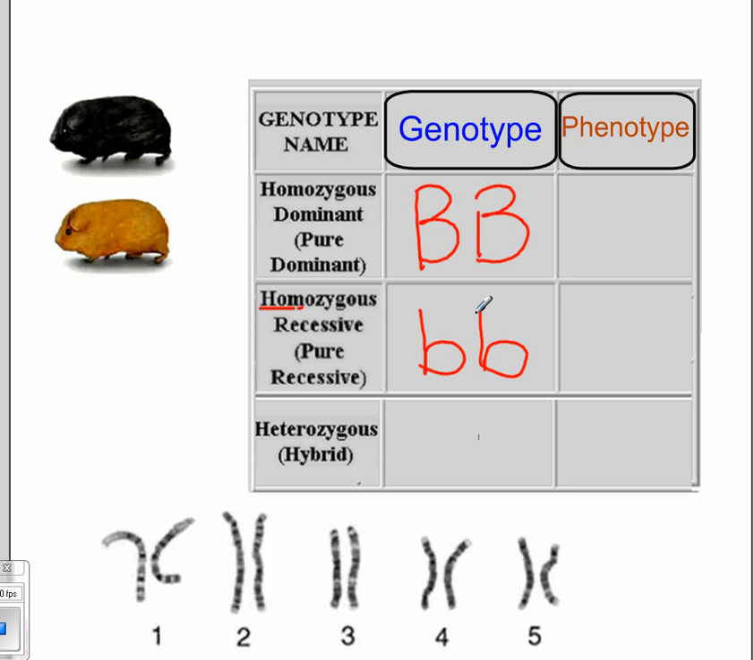New term, heterozygous. Write down the word heterozygous. So if we have homozygous meaning the same, heterozygous must mean different, one of each. So that's our genotype, what our genes would be, what each of the alleles would be. Phenotype, what we physically see. So now write down the word phenotype. This is what we physically see.